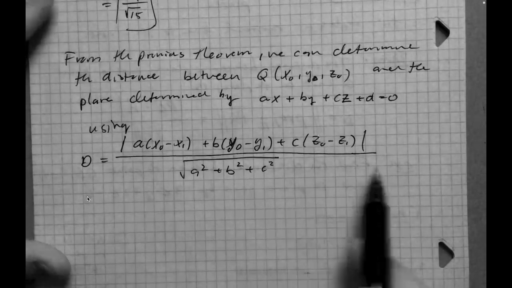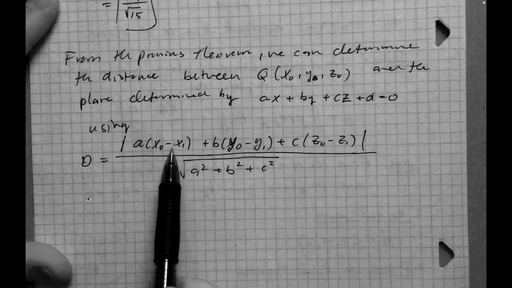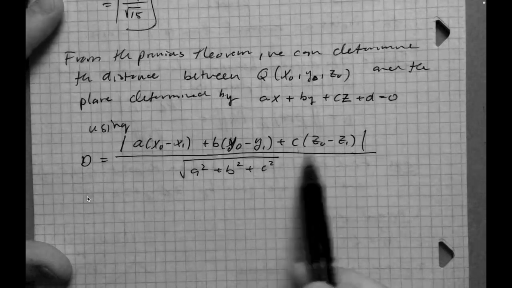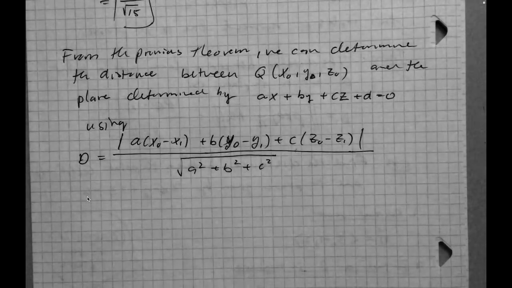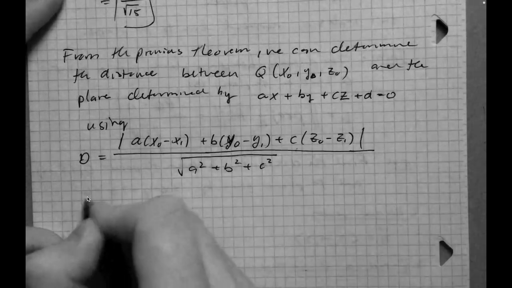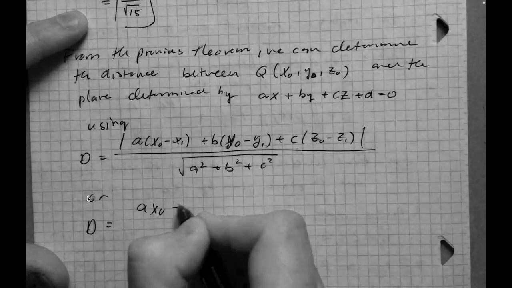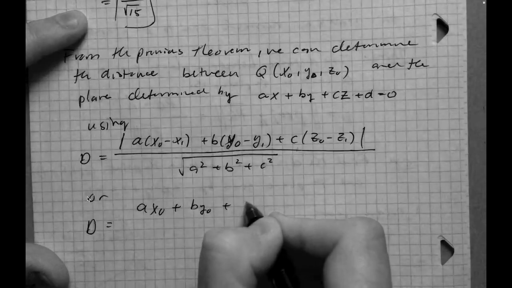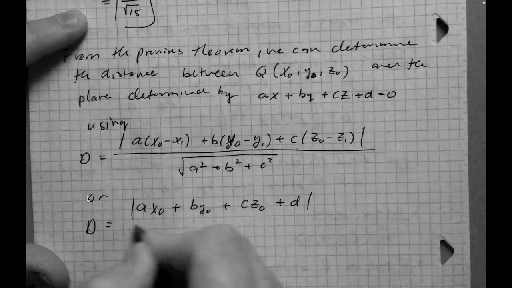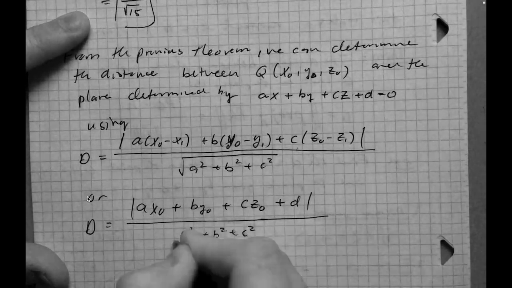And another way to write this then would be, once you multiply this top thing out, you get a times negative x1, and then b times negative y1, and then c times negative z1. All of those combine to give you the d in this expression, right? So another way to write this would be ax0 plus by0 plus cz0 plus d, and that's still over the square root of a squared plus b squared plus c squared.